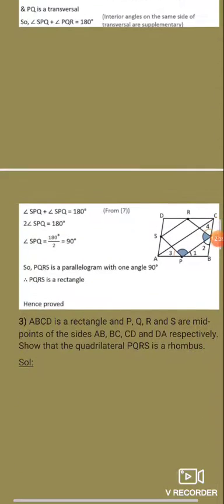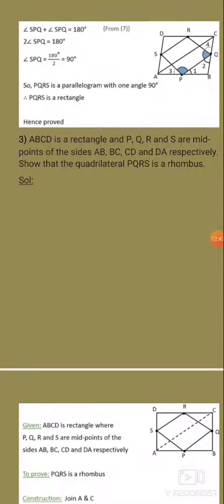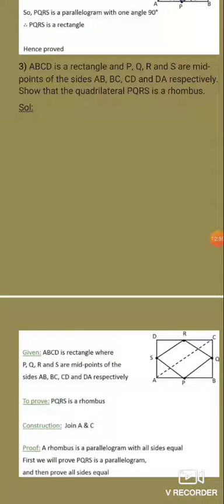Hence proved. Now the next one: ABCD is a rectangle and P, Q, R and S are the midpoints of the sides AB, BC, CD and DA respectively. Show that the quadrilateral PQRS is a rhombus. Now given ABCD is a rectangle where P, Q, R and S are midpoints of the sides AB, BC, CD and DA respectively. We need to prove PQRS is a rhombus.